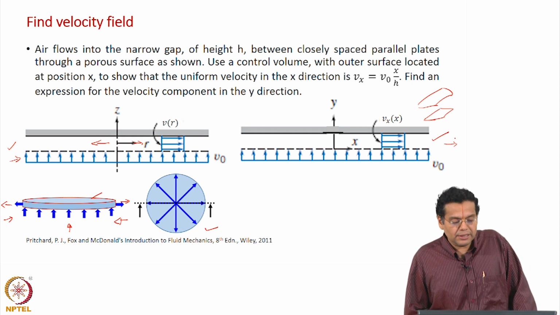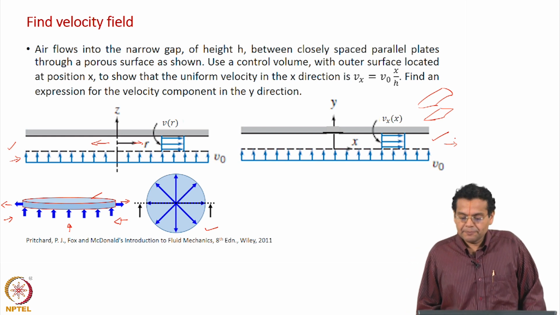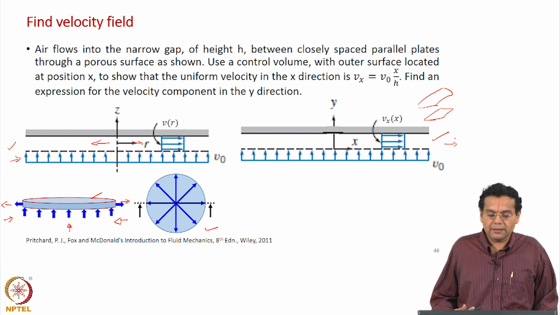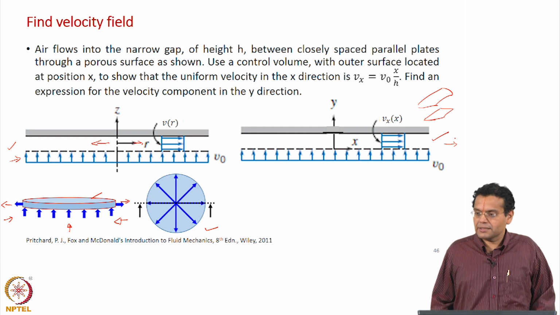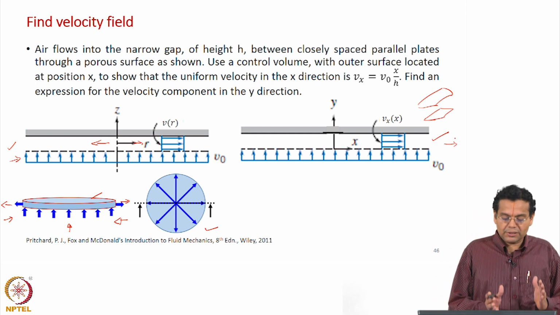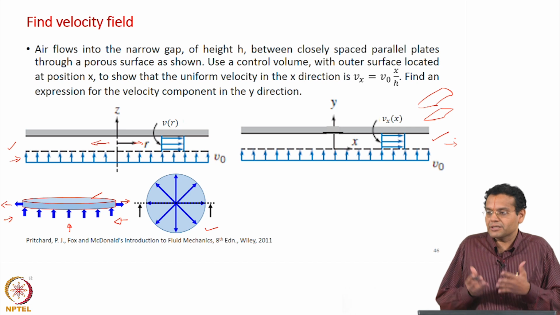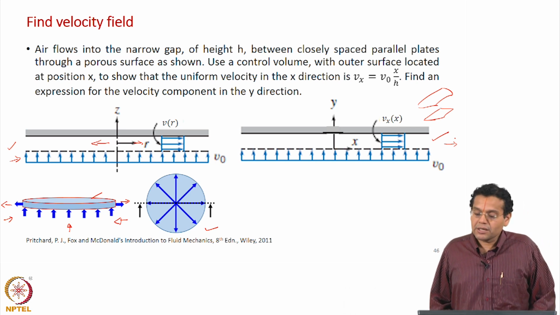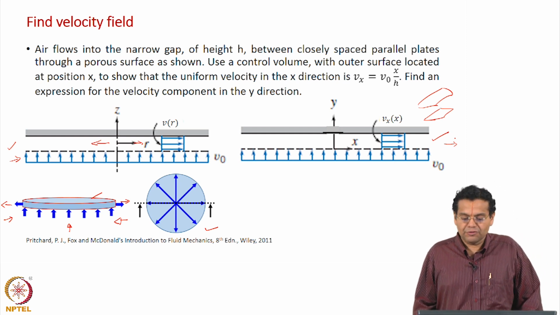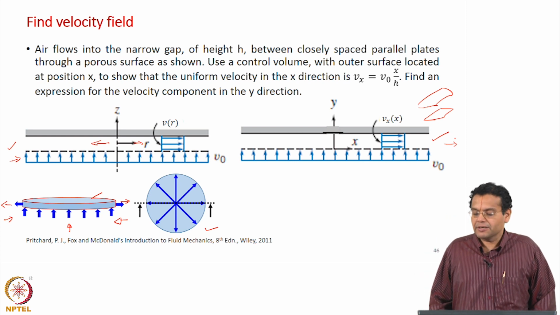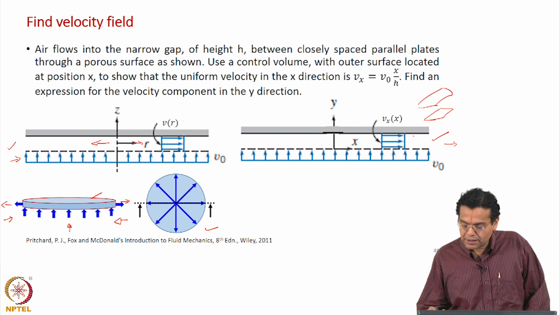Air flows into the narrow gap of height h between closely spaced parallel plates through a porous surface as shown. The problem for this figure is shown on the right hand side. I have also shown the left hand side figure to understand the configuration, the flow, geometry, etc. Use a control volume with outer surface located at position x to show that the uniform velocity in the x direction is V x equal to V naught x by h. What does that mean? Such a profile is shown here.